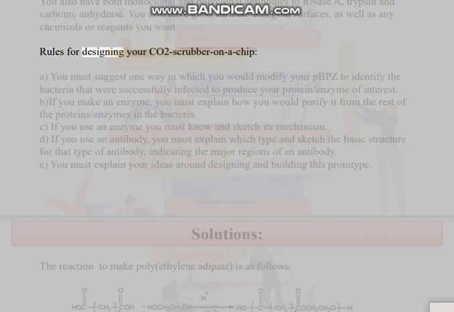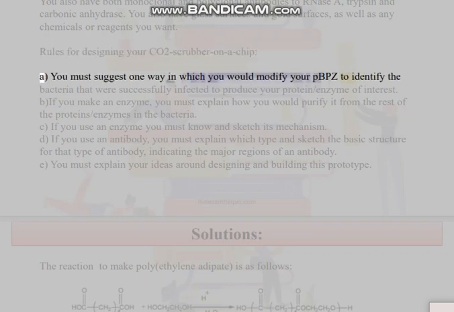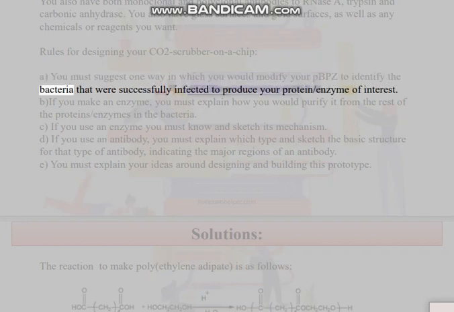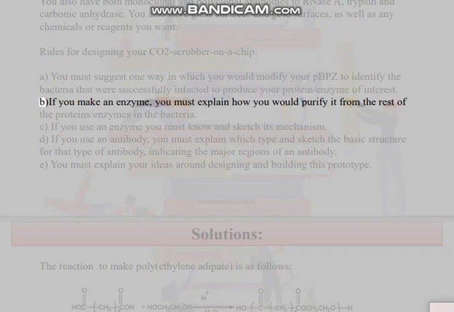Rules for designing your CO2 scrubber on a chip. A. You must suggest one way in which you would modify your PBPZ to identify the bacteria that were successfully infected to produce your protein enzyme of interest. B. If you make an enzyme, you must explain how you would purify it from the rest of the proteins and enzymes in the bacteria.